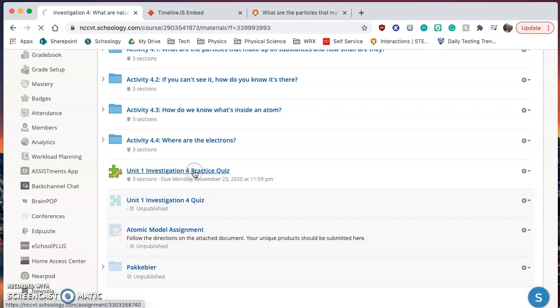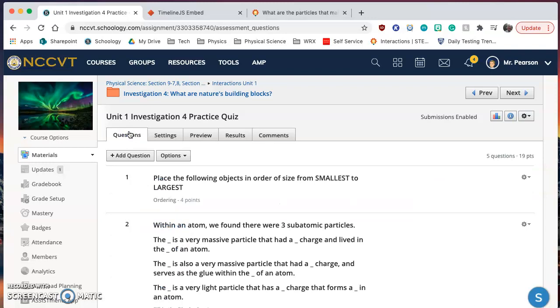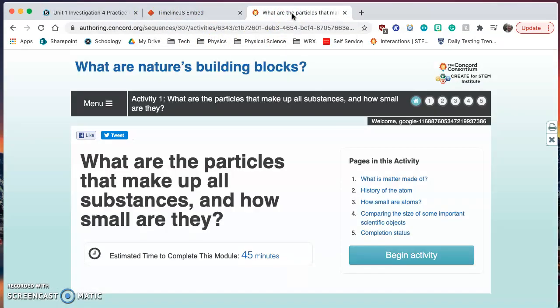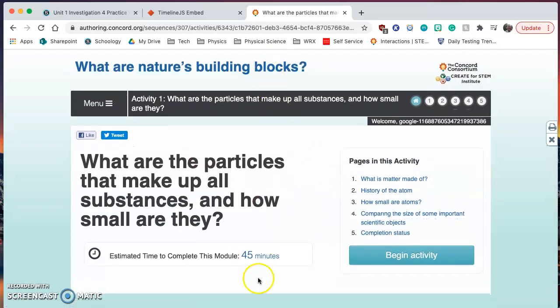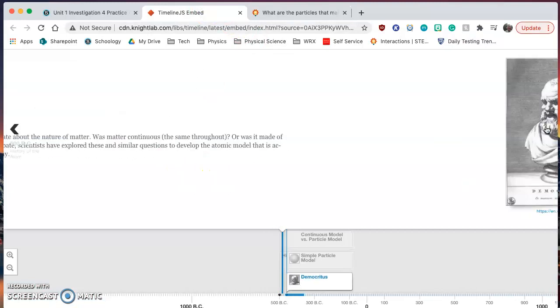Looking at today's practice quiz, it's set up so you can take it as many times as you need to. It is not set up to tell you the right answers if you get them wrong. You will see if you got them correct or incorrect. But I set it up like that because I wanted you guys to go back and dig into the resources we've been using. Two really important resources for Investigation 4 are not only the interactions website, because this houses all of the simulations, but also this timeline that's kept popping up.